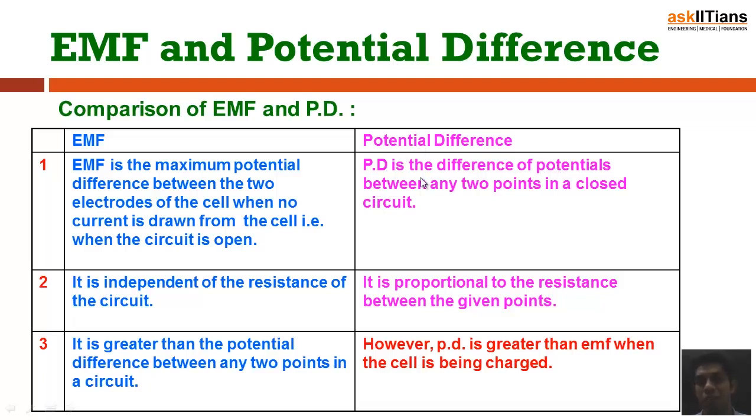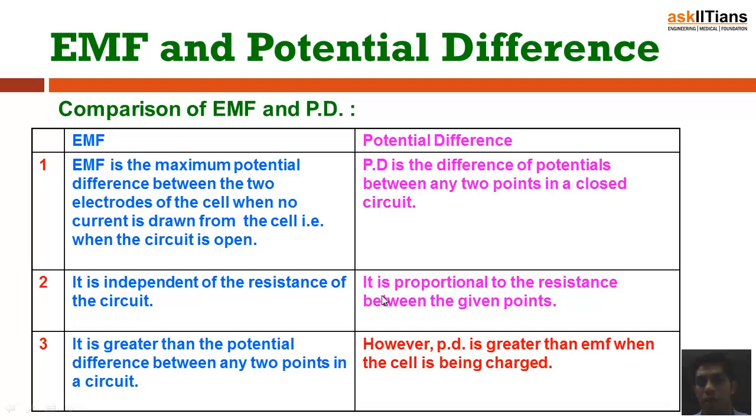And the other half of the difference, that is the potential difference. Potential difference is the difference of potentials between any two points in a closed circuit. That's the potential difference for you. The second point is that EMF is independent of the resistance of the circuit, irrespective of whether the circuit is open or closed. Electromotive force in a nutshell is the ability or potential of a cell to drive the current through a circuit. So whether the circuit is closed or open, it doesn't depend upon the circuit.